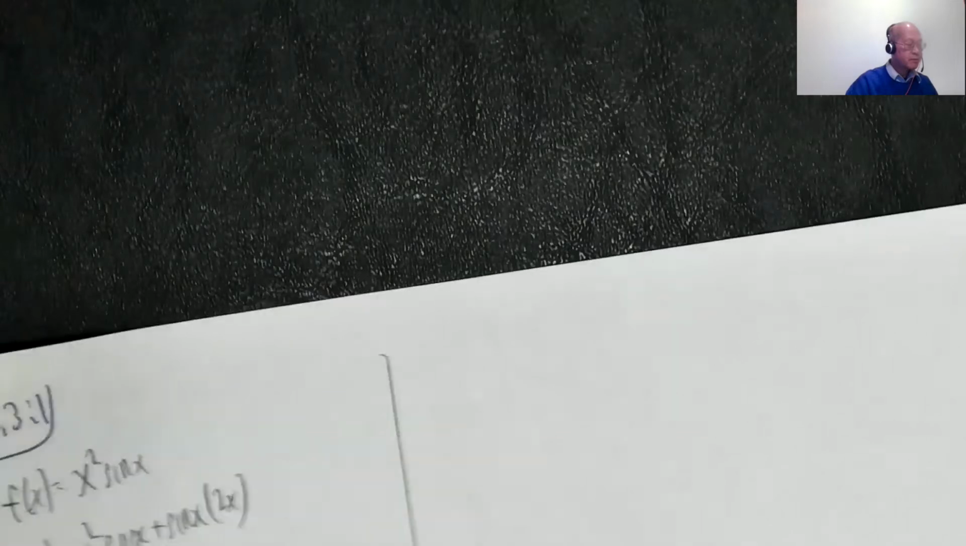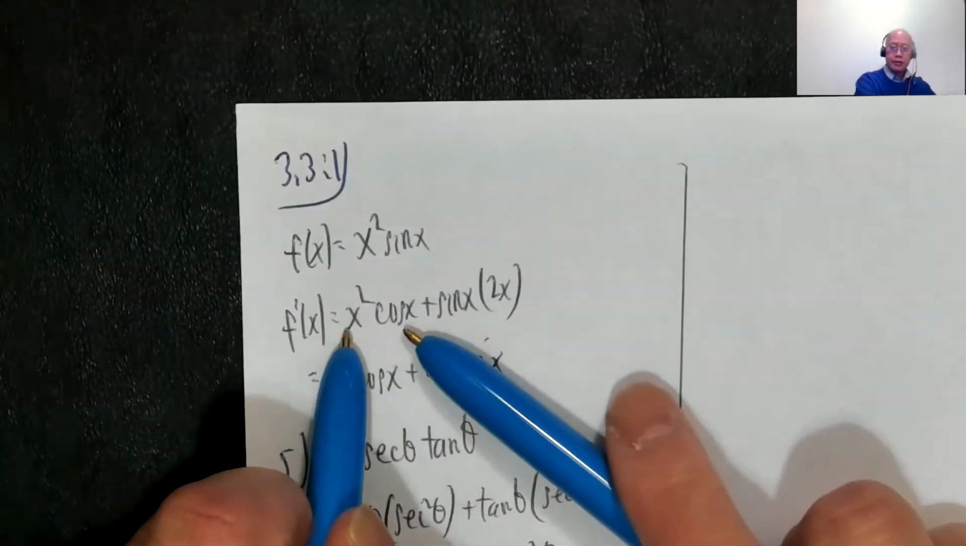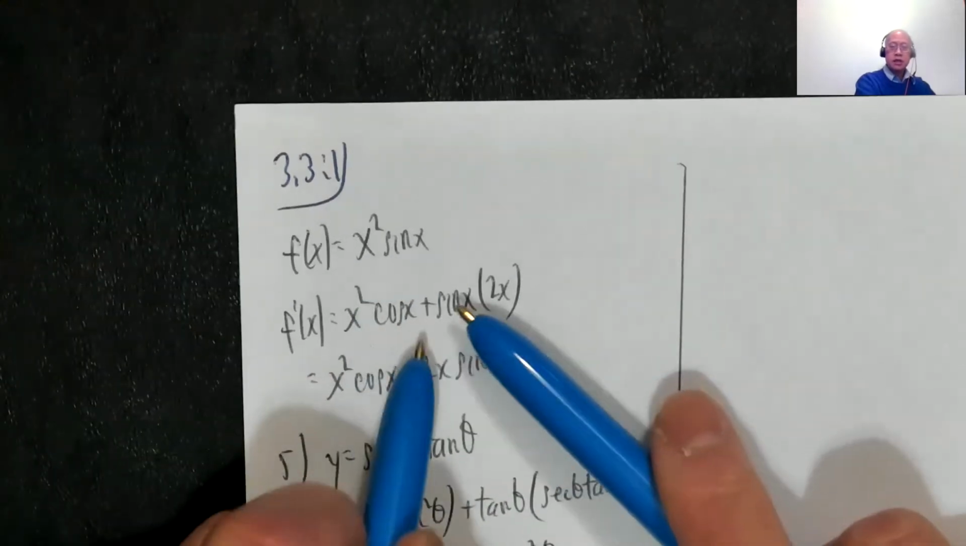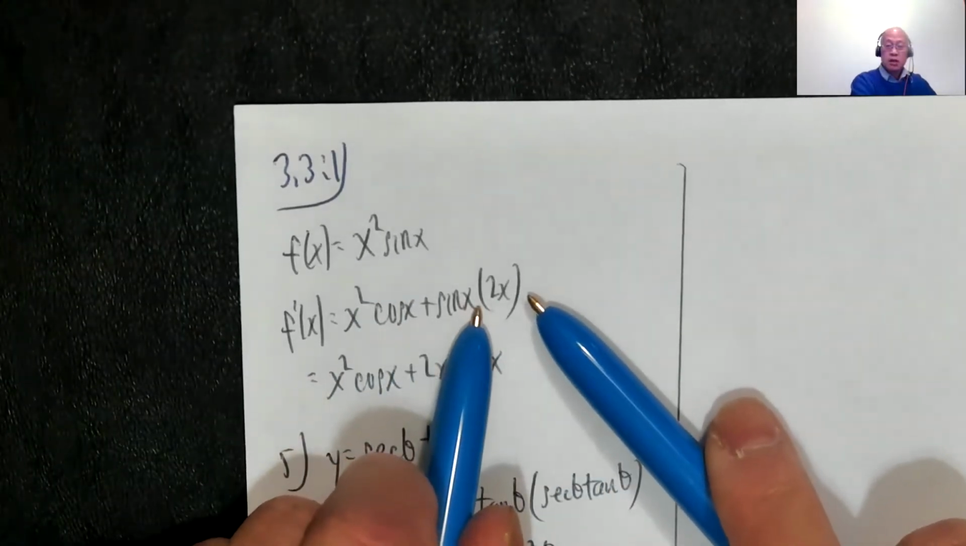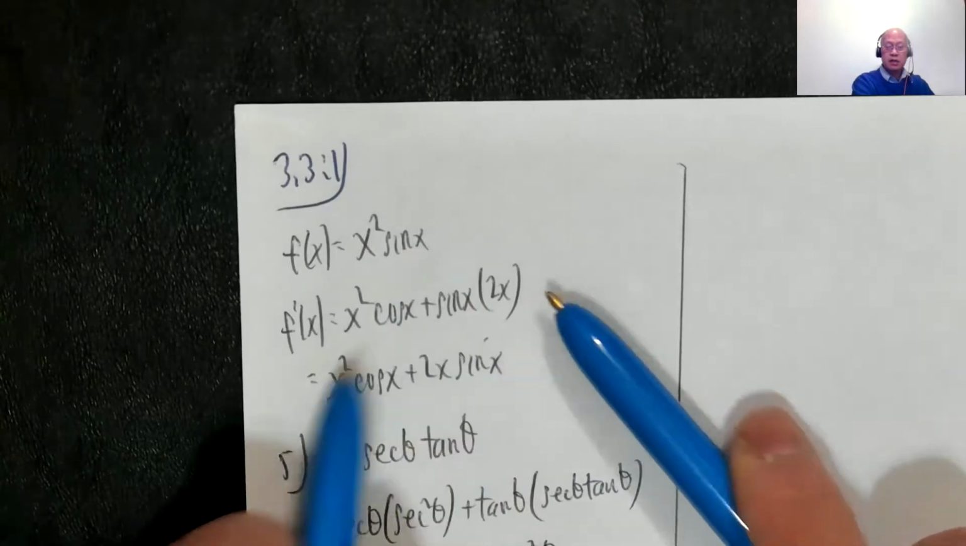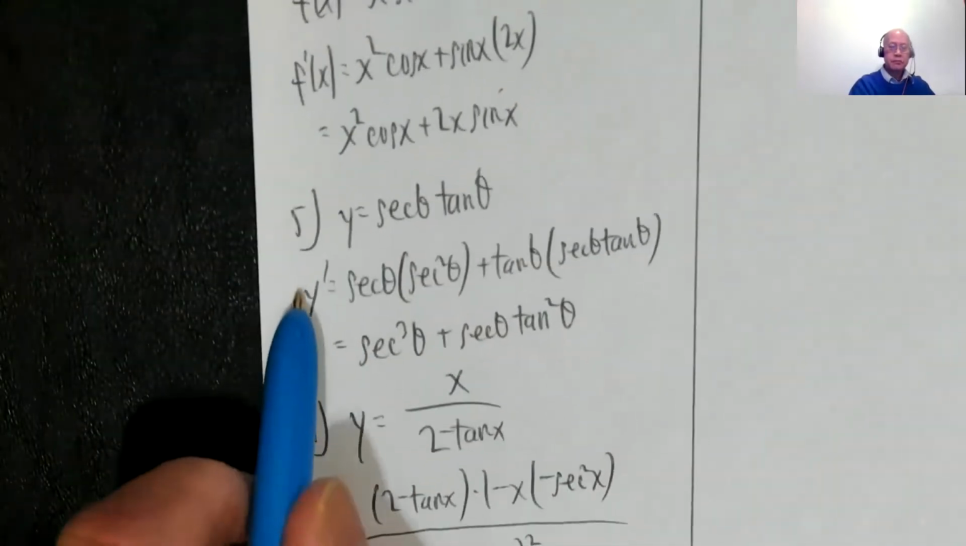All right. So now for a bunch of problems in 3.3. Number 1, f of x is x squared sine x, product rule. So first times derivative of the second, derivative of sine x is cosine x, plus second function sine x times derivative of the first, derivative of x squared is 2x. So a little cleanup: x squared cos x plus 2x sine x.